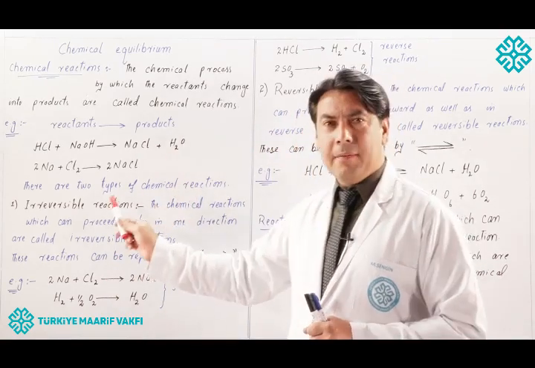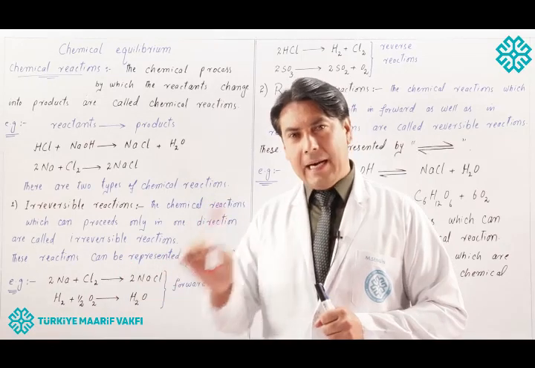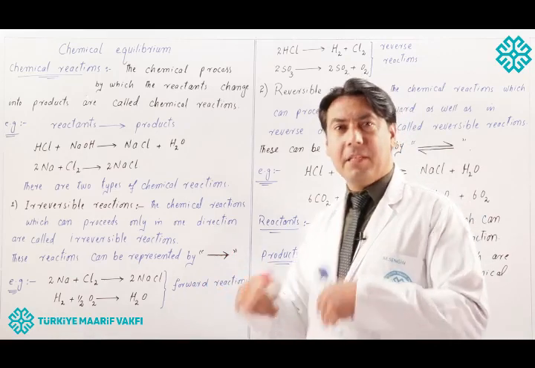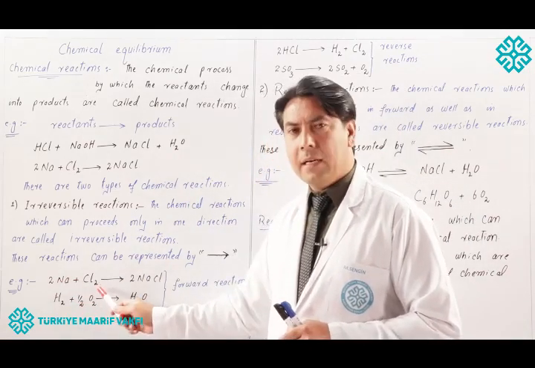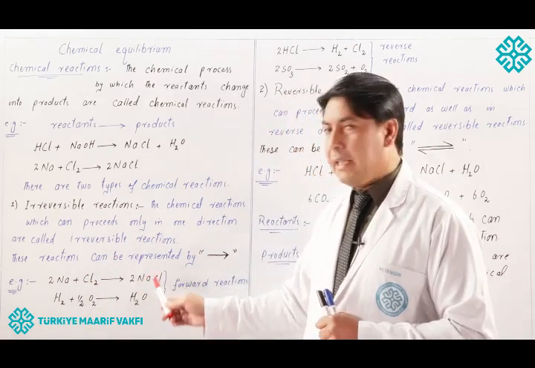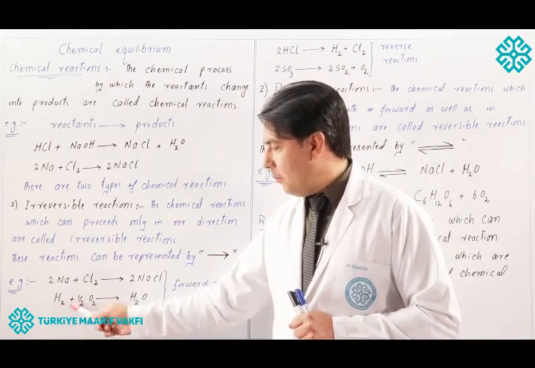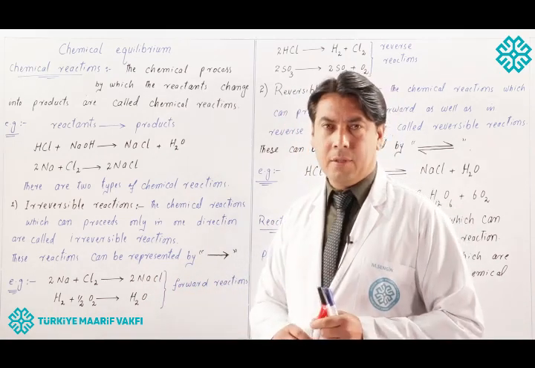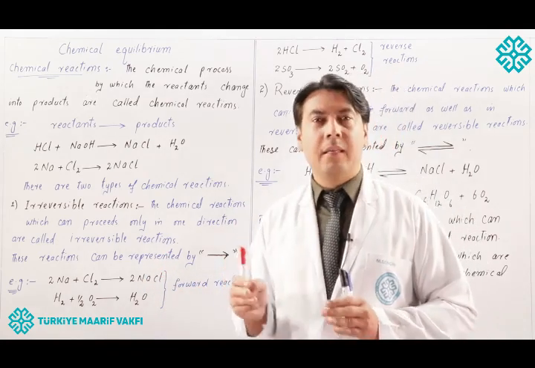The irreversible reaction can be represented by a single arrow, and the arrow shows the direction of the change. For example, 2Na plus Cl2: sodium metal reacts with chlorine gas and forms sodium chloride. Similarly, H2 plus half O2 react and form water. These are in the forward direction.